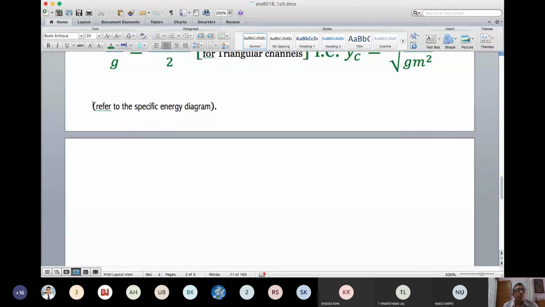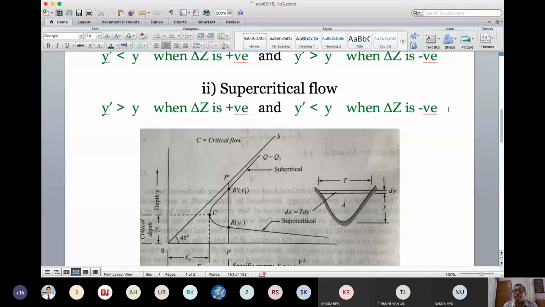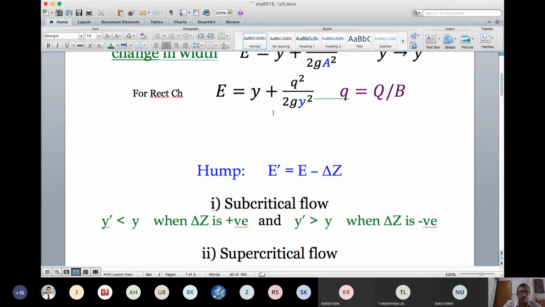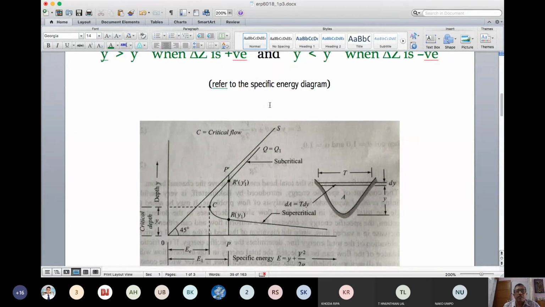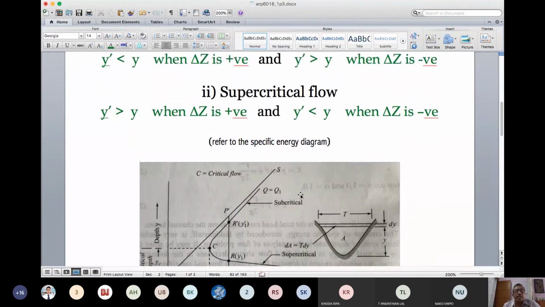Okay, so refer to the specific energy diagram, and you can get these things, set these things correct.